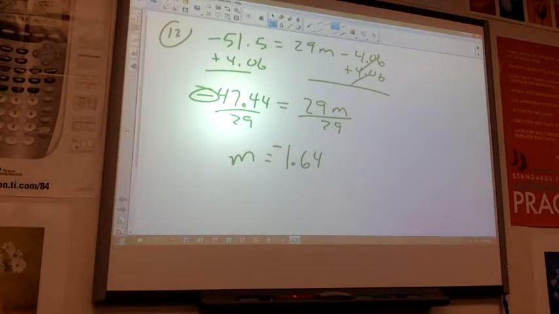Now, let me ask you all this. Should I leave a decimal answer as a fraction? No. If it's a decimal in the beginning, make it a decimal at the end. Don't mix a decimal with a fraction. That's bad math. So would it be wrong if you didn't put m equals? If you had negative 1.64, you're fine. But m equals is nice because you're solving for the variable.